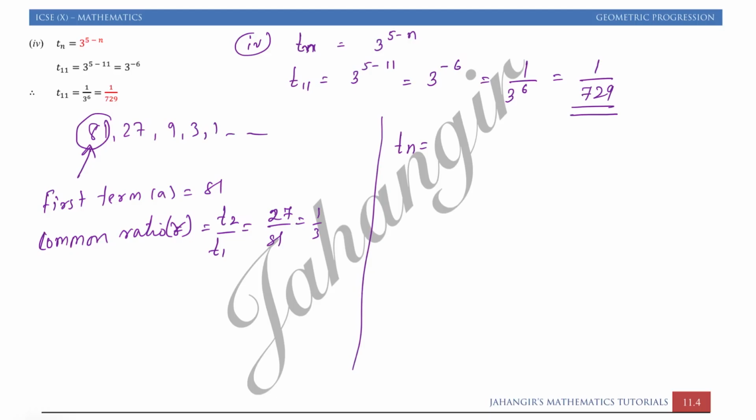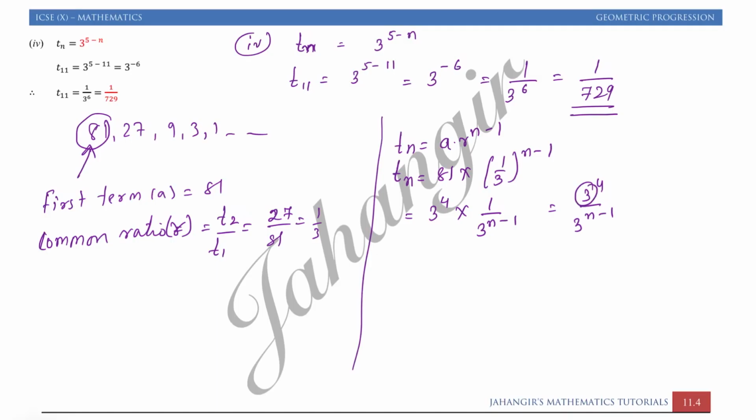In Tn, many people find it difficult to convert into simple form, but I will explain once again. For Tn you have to remember the formula A into R raised to n minus 1. Then Tn is equal to A, we just substitute the value of A, into R, which is 1 by 3 raised to n minus 1. So 81 is 3 raised to 4. This you can write as 1 upon 3 raised to n minus 1. Now you have to combine. This can be written as 3 raised to 4 upon 3 raised to n minus 1.